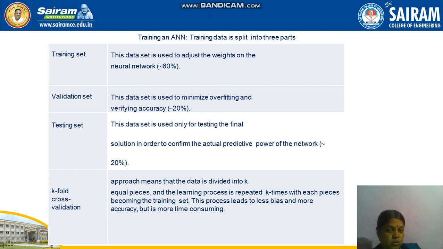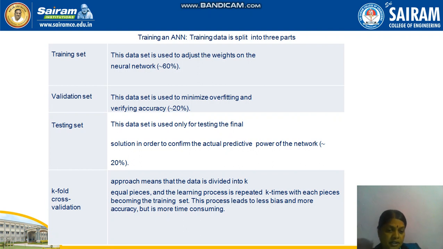This data set is used only for testing the final solution in order to confirm the actual predictive power of the network. Please underline: in order to confirm the actual predictive power of the network, I am going to use some set of data at the final stage. It is called the testing data. Now next, what is meant by k-fold cross validation? The k-fold cross validation approach means the data is divided into k equal pieces and the learning process is repeated k times, with each piece becoming a training set.